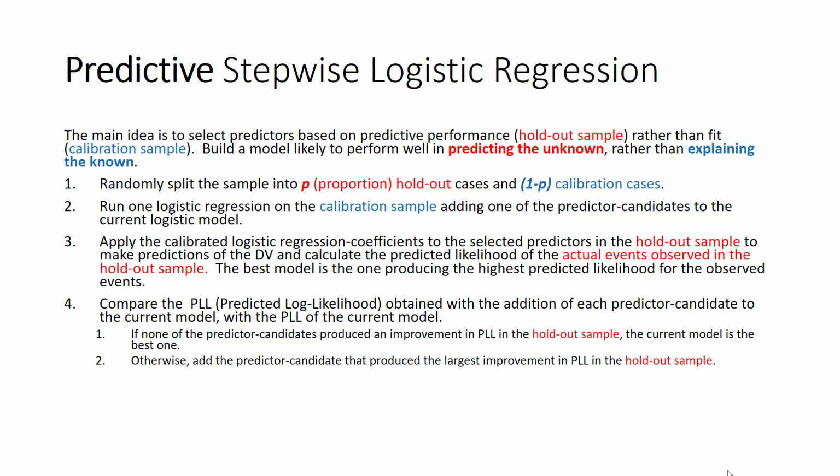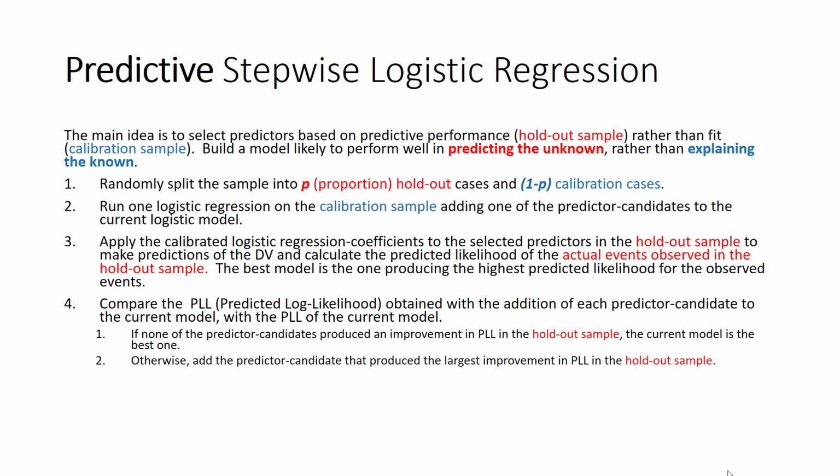If none of the predictor candidates produce an improvement in the predicted log likelihood, then the current model is the best one. You already found the best possible model. Otherwise, you add the predictor candidate that produced the highest improvement in predicted log likelihood in the holdout sample.